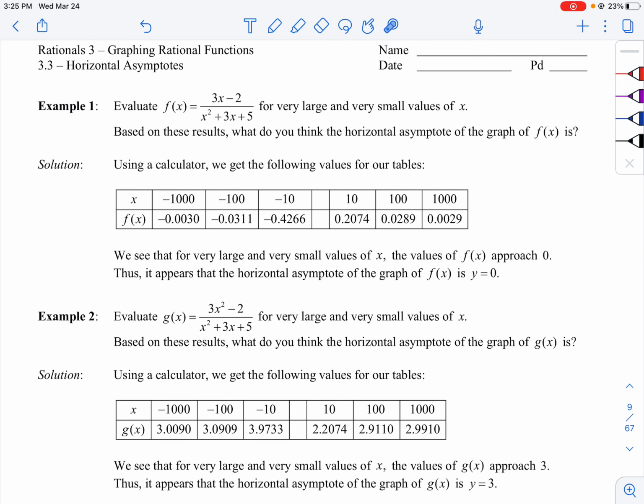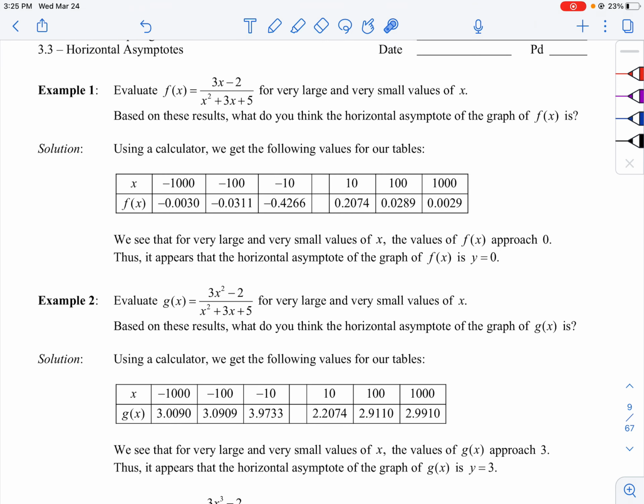Example number 1. We have here 3x to the power of 1. So I'm going to circle that, and I'm going to circle that. So the numerator has a largest exponent of 1. The denominator has a largest exponent of 2. So in this case, n is less than d.